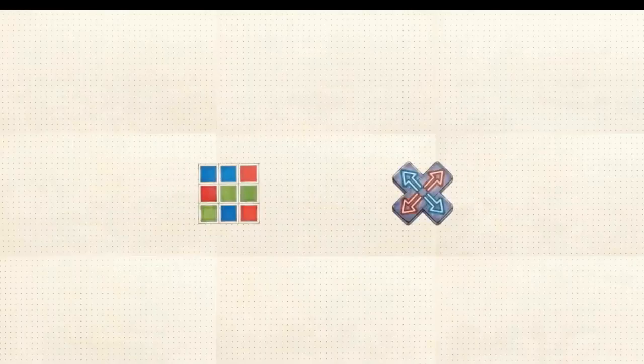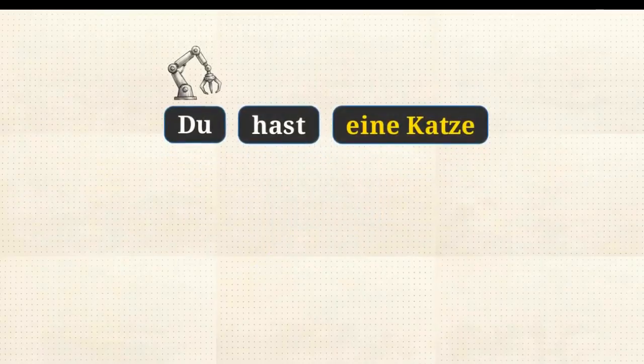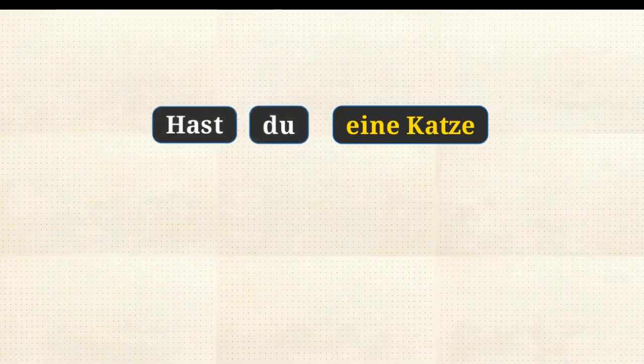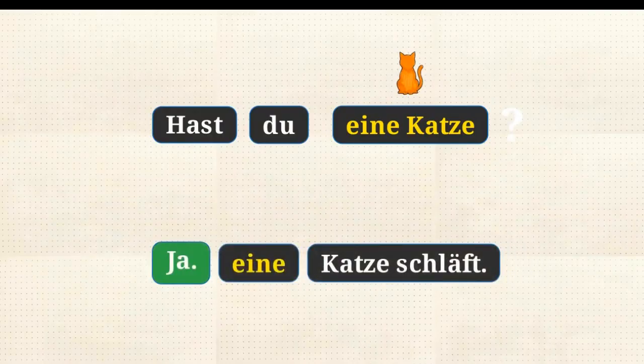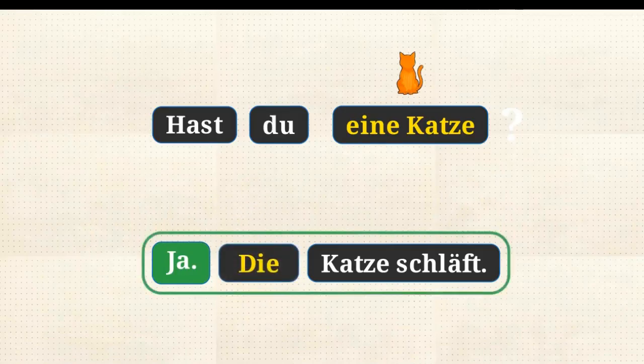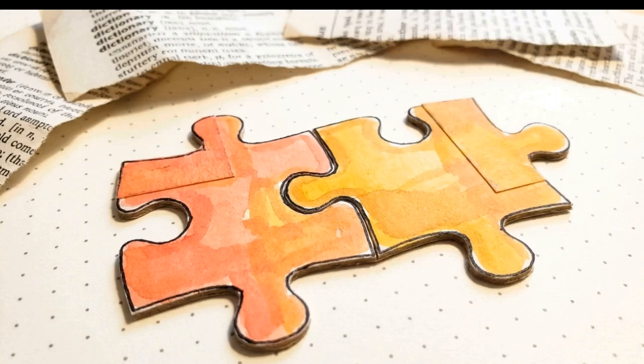Bringing gender tagging and the syntactic swap together creates a fluid exchange. You can now correctly initiate a question by simultaneously flipping the verb and applying the feminine article. Hast du eine Katze? The response follows that same logical structure, utilizing a definite article for the now established subject. Ja, die Katze schläft.